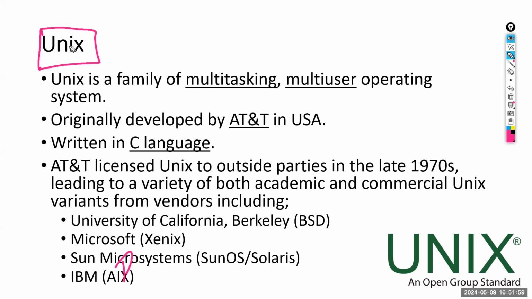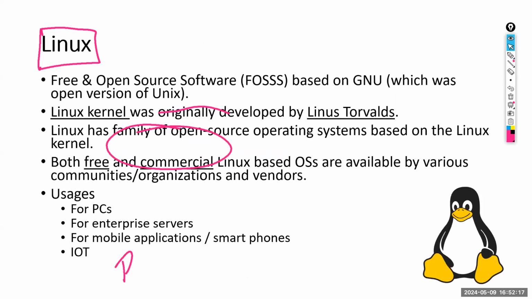Especially used as servers, web servers, database servers, and so on. And the Unix operating system was written in C language. But then came Linux. So the biggest difference between Unix and Linux is that Unix is a proprietary operating system. So they don't give you the source code.